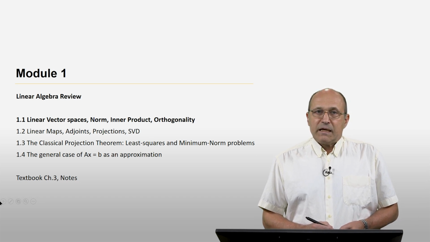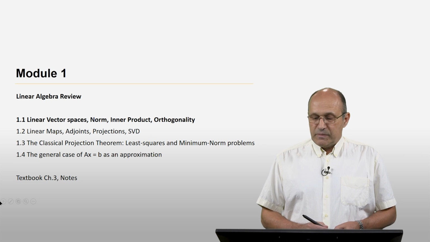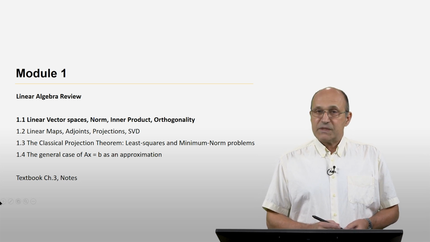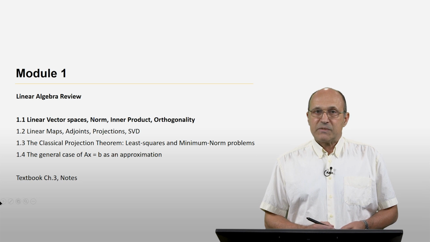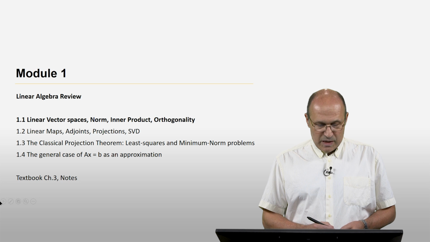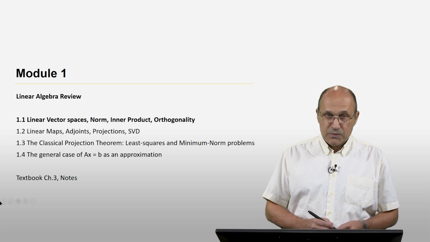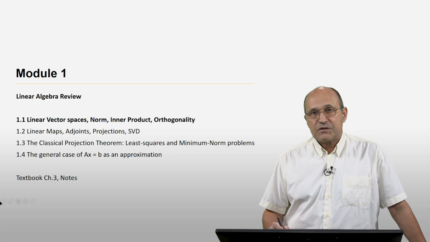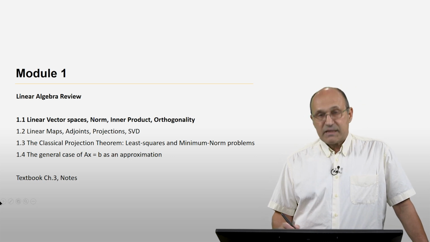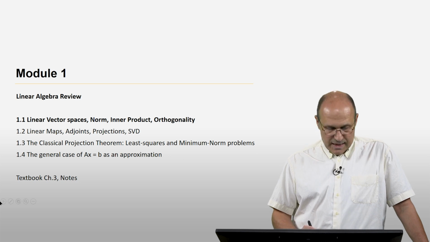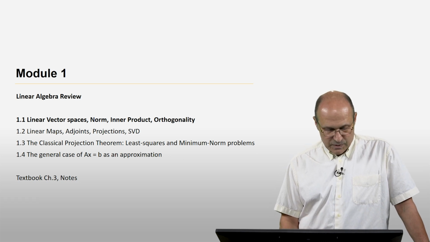Then we will see the classical projection theorem and its application to certain least squares and minimum norm problems, which are very important in systems theory and systems application. And we will wrap up the first module with the general case of solving linear systems of equations, and again some applications on systems and how that translates in the things that we want to discuss.